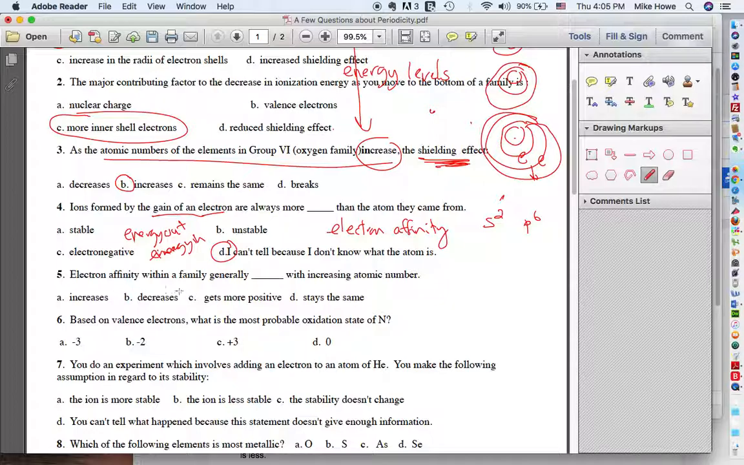Okay, electron affinity within a family. So we're increasing atomic number, you're going this way. As the atom gets bigger, is it going to be more likely or less likely to want to gain an electron? So remember up here, the shielding effect says the electrons on the inside push on the outside, so it's going to be less likely to want to gain as you go down. So the electron affinity will decrease.